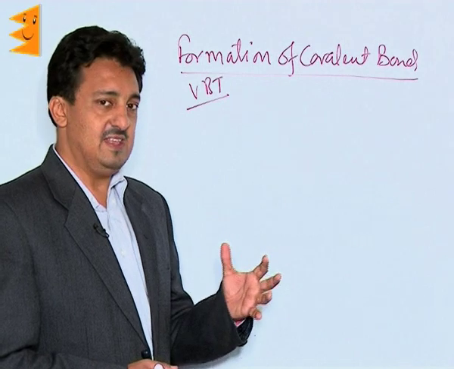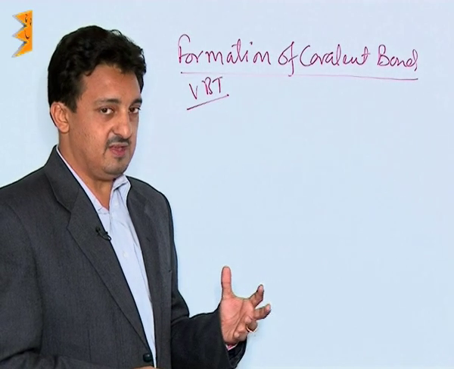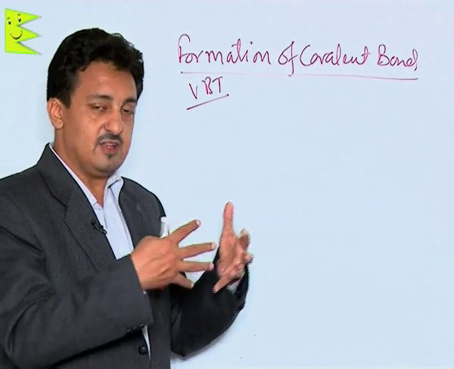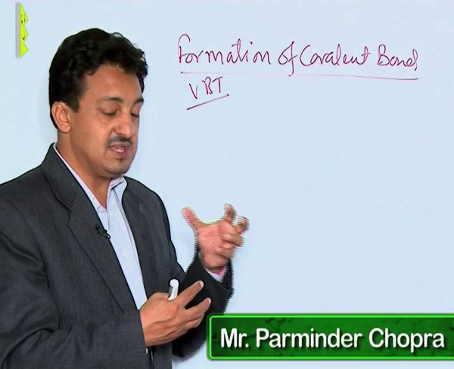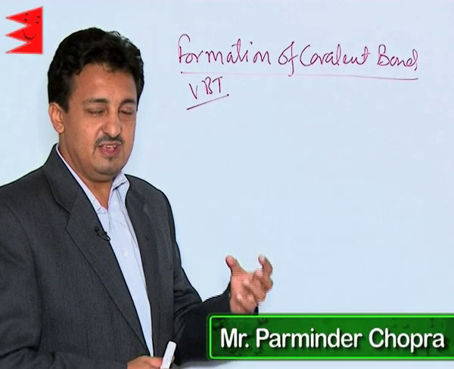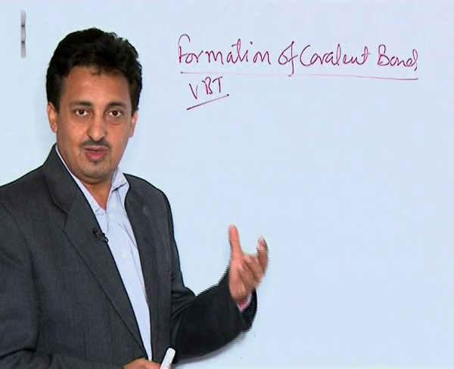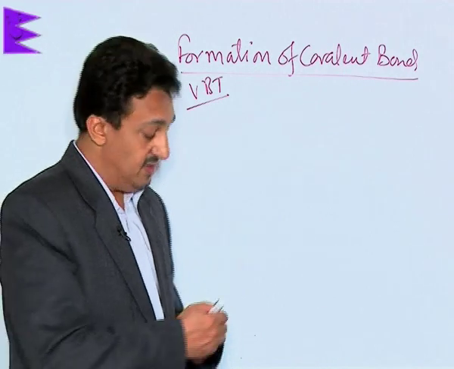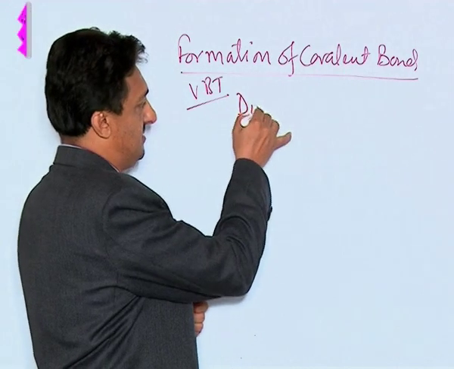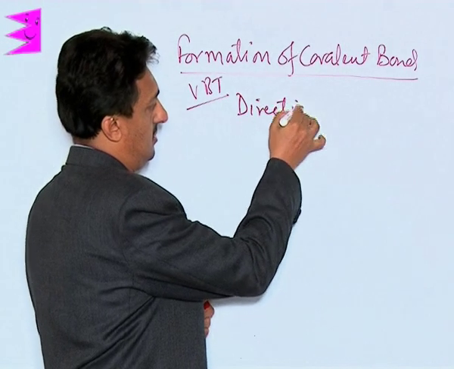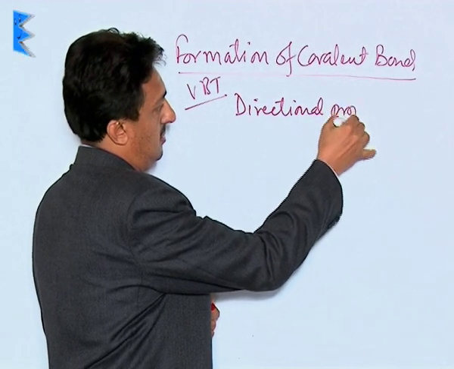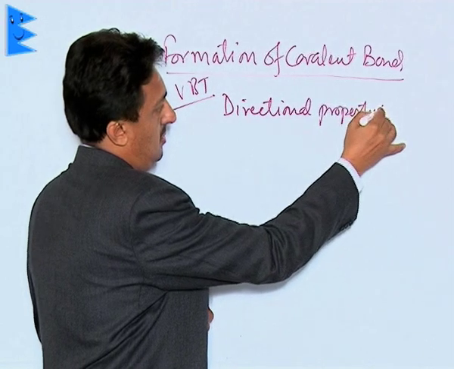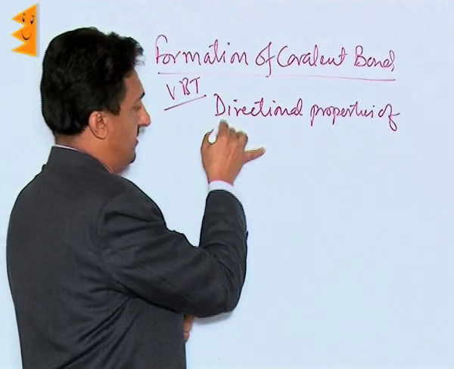Now, after understanding the postulates and the main features of the VBT, let us find out how these atomic orbitals overlap, and let us see the directional properties of the orbitals and how their overlapping takes place on the basis of this. So, directional properties of bonds.